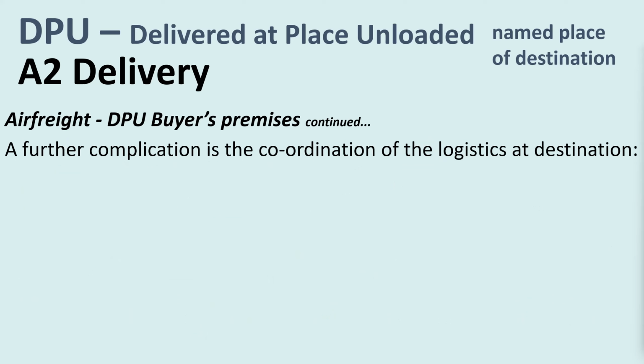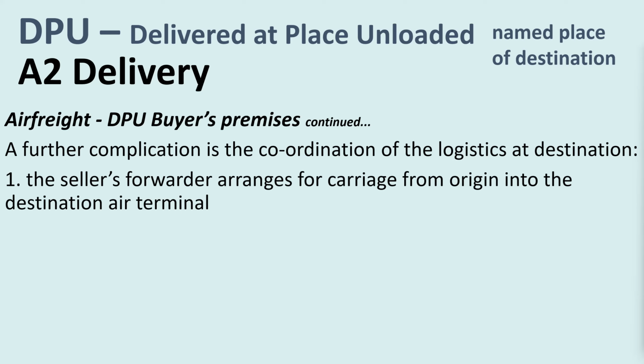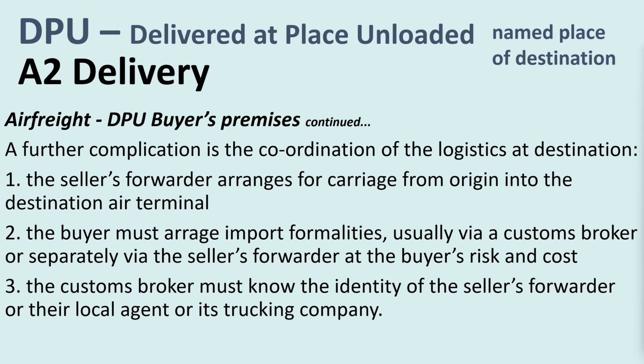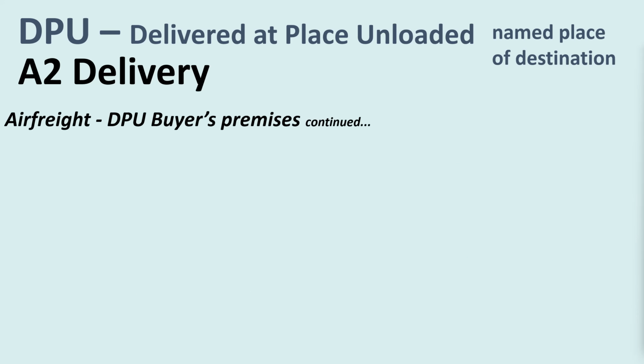A further complication is the coordination of the logistics at destination. One, the seller's forwarder arranges carriage from origin into the destination air terminal. Two, the buyer must arrange import formalities, usually via a customs broker or separately via the seller's forwarder at the buyer's risk and cost. Three, the customs broker must know the identity of the seller's forwarder, of course, or their local agent or its trucking company.